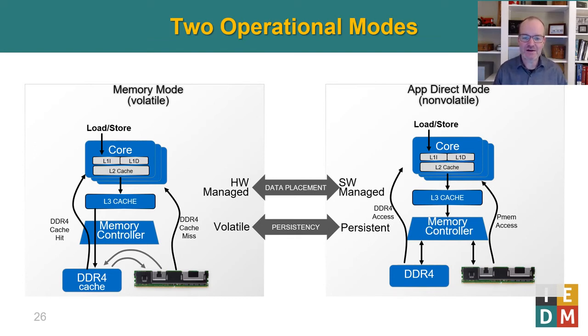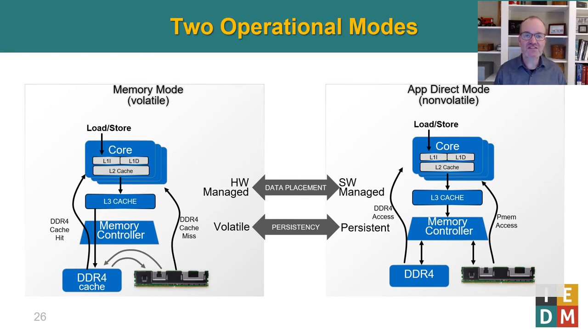On the left-hand side is the "I don't want to change my code and I'm not going to get the value of persistence" way of using this. You do get the value of very high capacity memory. This is the one that we actually call memory mode. I should say on the right-hand side it was called app direct mode. On the left-hand side it's called memory mode.